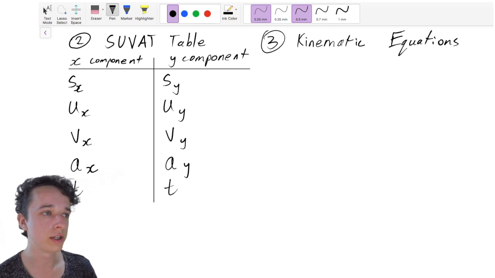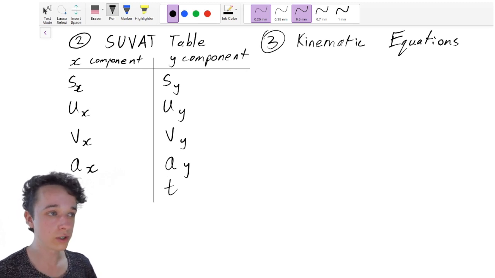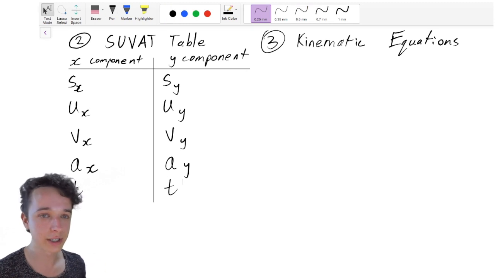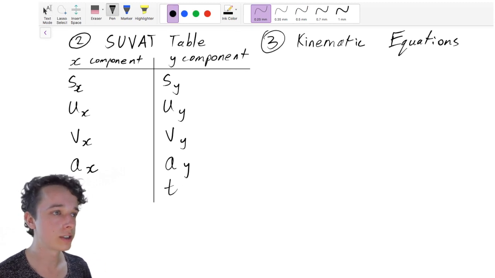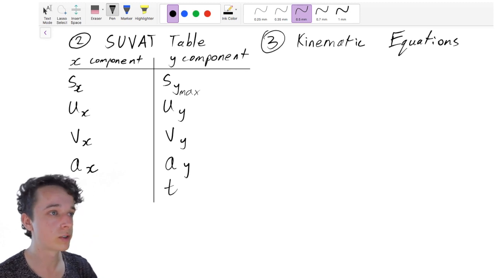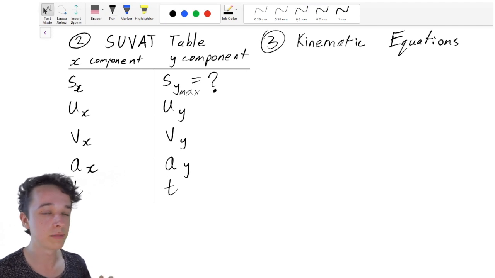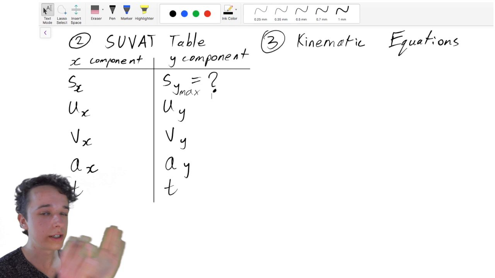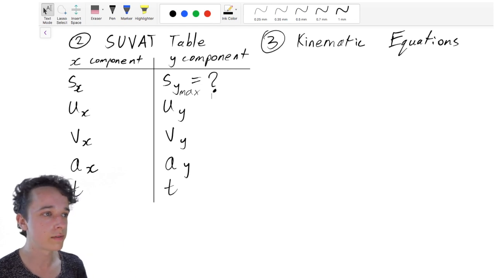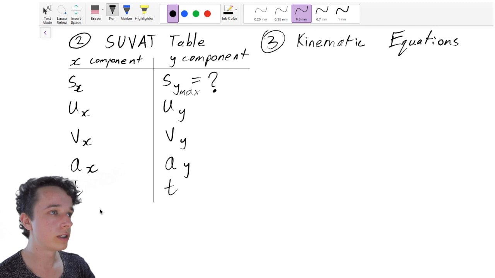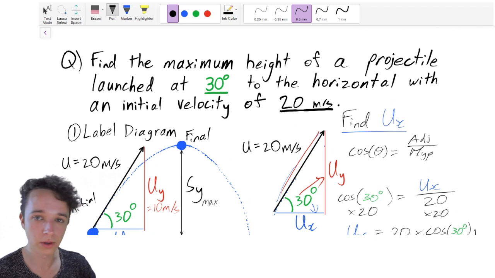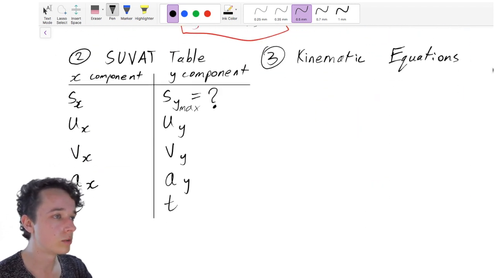The first thing we're going to do here is see which one of these corresponds to what the question is asking us to find. In this case, the question is asking us to find the maximum height, and so that would correspond to sy, and I'd like to do a little max subscript there. So sy equals question mark, and that tells me when I glance at the SUVAT table that that is the value I have to find. Then we just go down the list and see what values we know. sx, do we know anything about the displacement in the x direction? No, we do not know anything. So we just leave that blank.